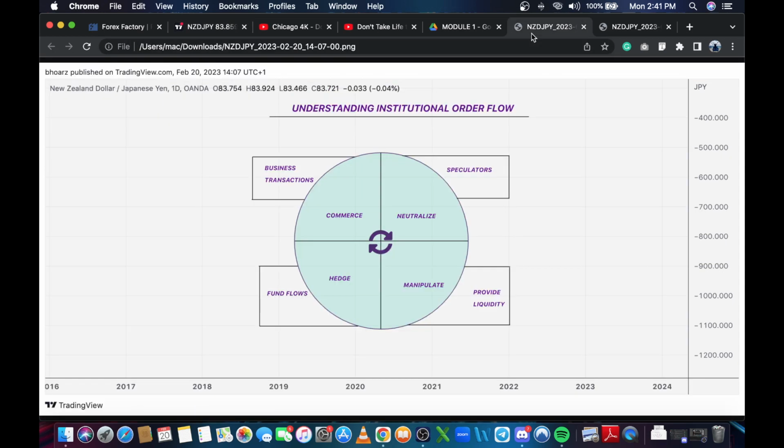Alright, so we have commerce, which facilitates the entire process of price delivery, and then we have neutralization, which eliminates the speculators in the marketplace, so the market can move towards an area where it's going to be counterparty liquidity. And then we have manipulation, and manipulation simply is to provide liquidity into the marketplace.